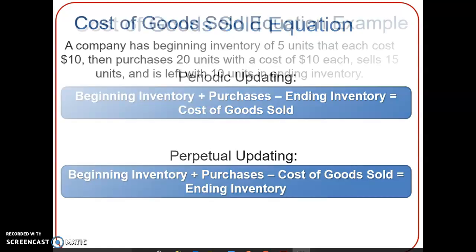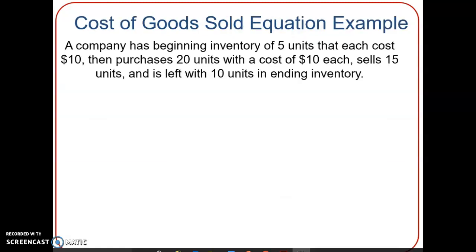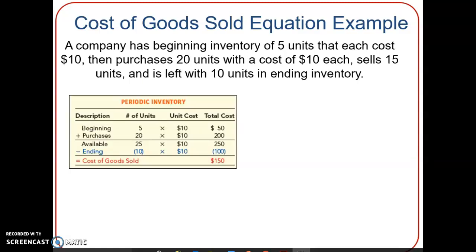Okay, so that's a very quick review of chapter 6. Let's look at one example. A company has a beginning inventory for the period of 5 units that cost $10 each, and then purchases 20 units with a cost of $10 each. It sells 15 units and is left with 10 units in the ending inventory.